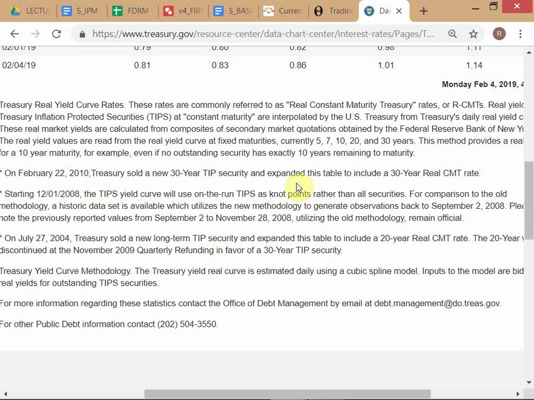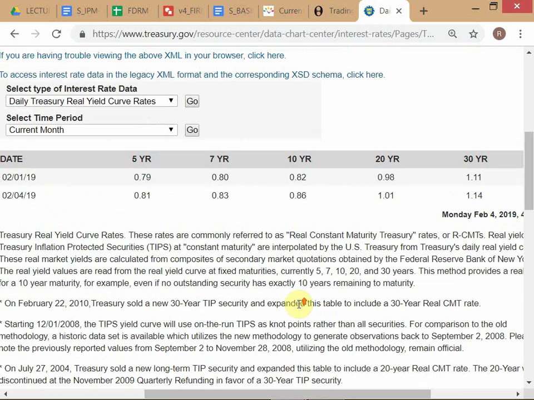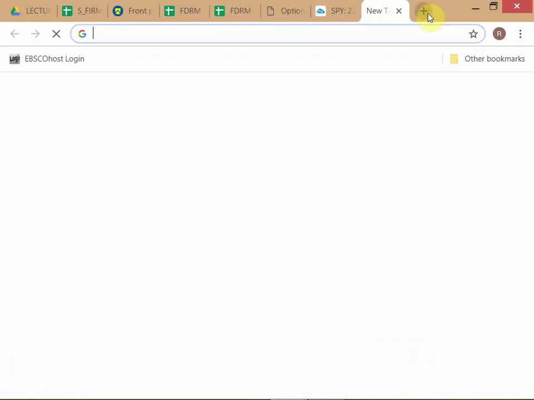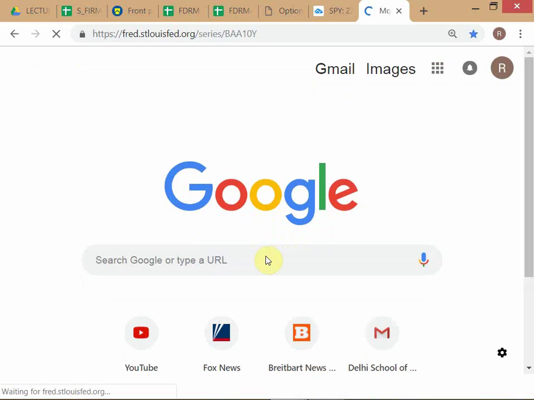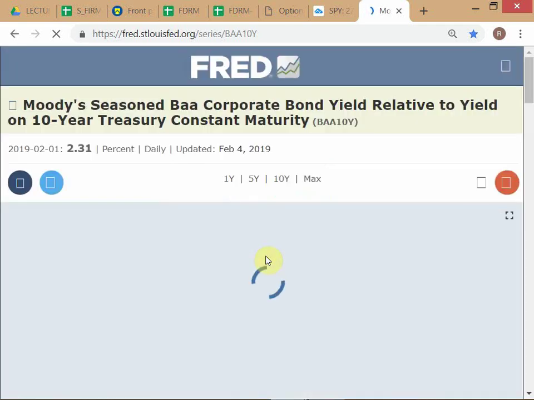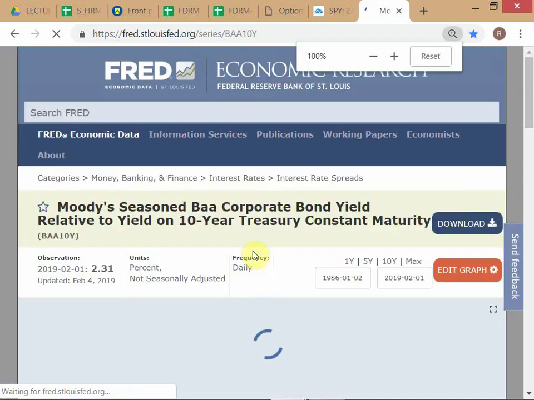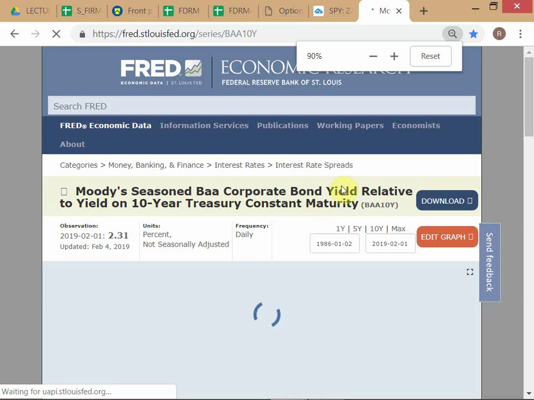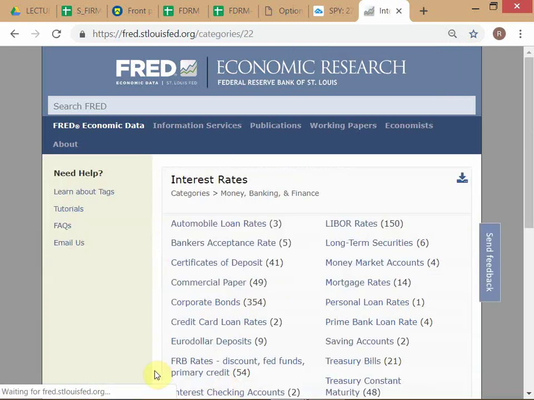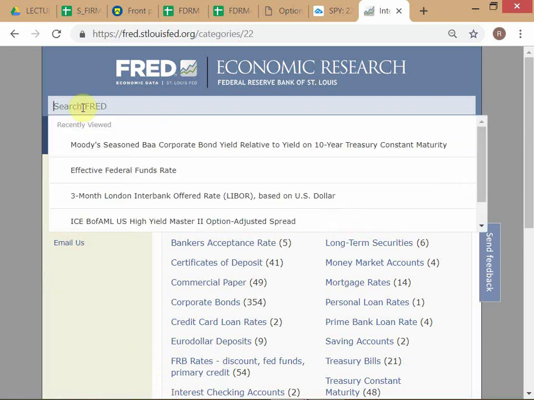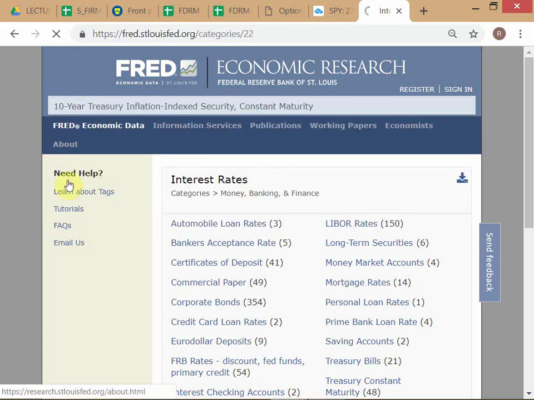Now, I don't know if the TIPS is available here, but you can see it in the FED database. The FED database is a very good database. It's the St. Louis FED. This is the bond yield. We can actually search for the 10-year. Let's look at this.